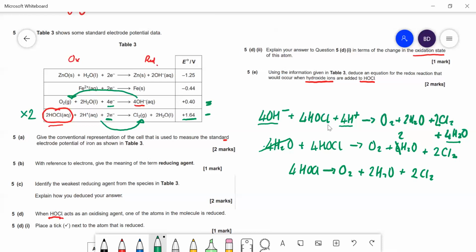But it says what happens when you add hydroxide ions to the HOCl. Well, it obviously pushed the equilibrium in this direction, but the OH minuses don't actually appear in the equation. Okay. Right, this question carries on.